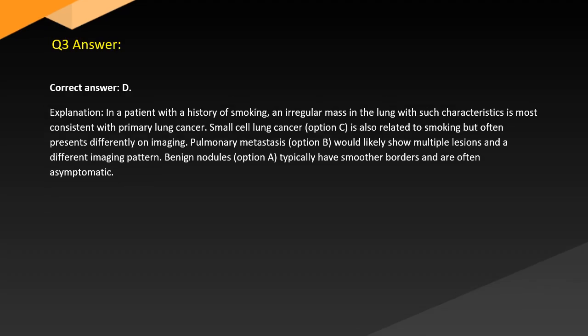Answer. Correct answer: D. Explanation. In a patient with a history of smoking, an irregular mass in the lung with such characteristics is most consistent with primary lung cancer. Small cell lung cancer, option C, is also related to smoking but often presents differently on imaging. Pulmonary metastases, option B, would likely show multiple lesions and a different imaging pattern. Benign nodules, option A, typically have smoother borders and are asymptomatic.